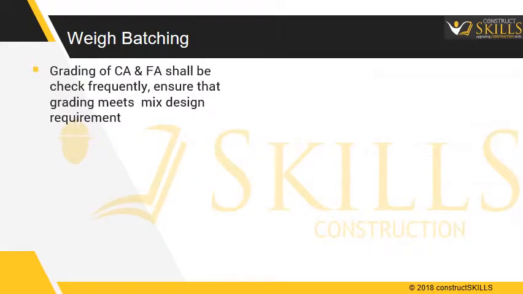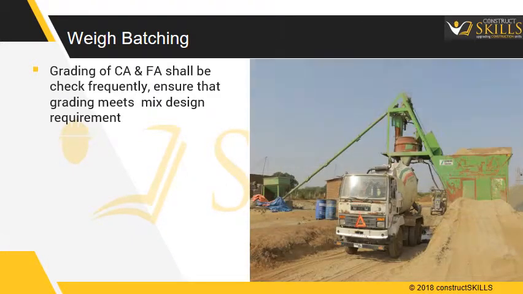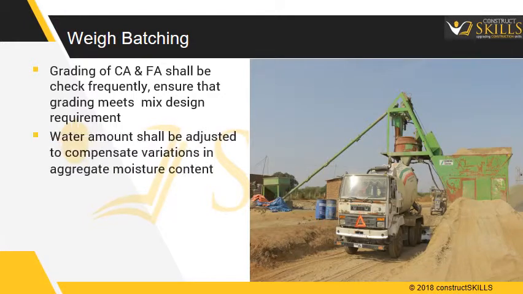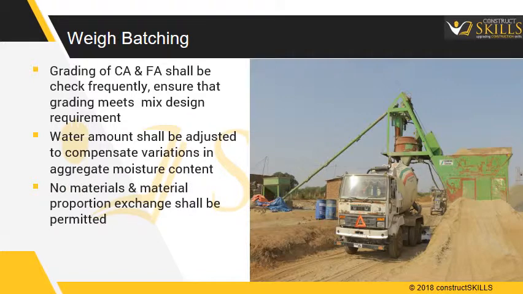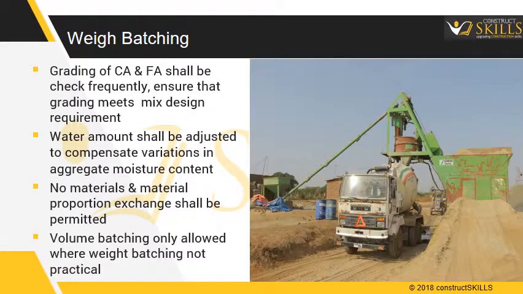Grading of coarse aggregates and fine aggregates shall be checked at frequent intervals to ensure that grading meets the requirement of mix design. Amount of added water shall be adjusted to compensate for any variations in moisture content in aggregates. No substitution of materials or change in the established mix proportions shall be permitted. Volume batching may be allowed only where weight batching is not practical.